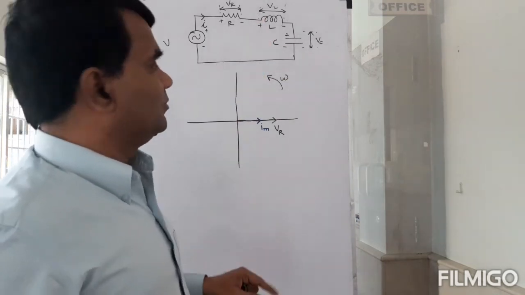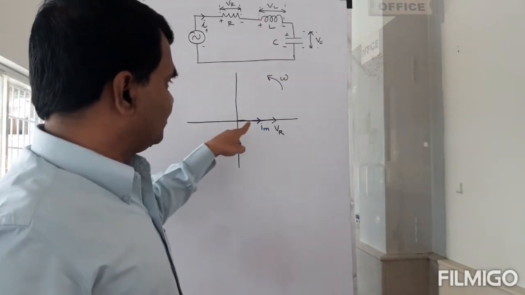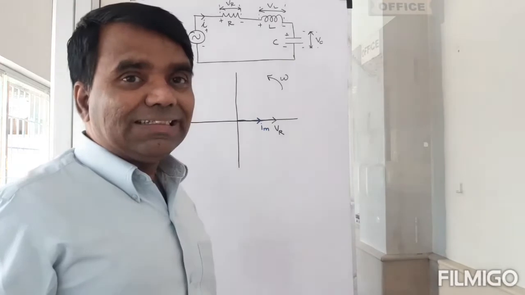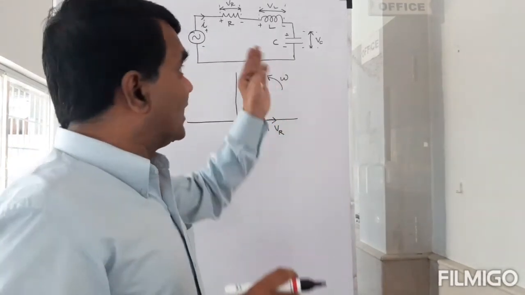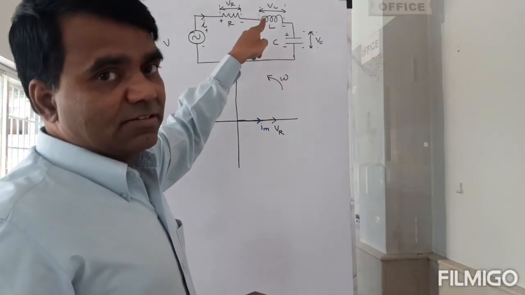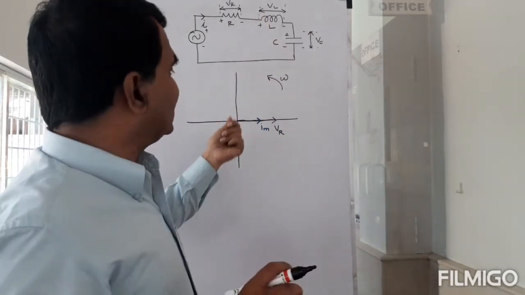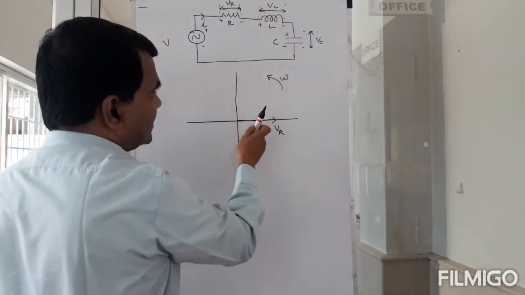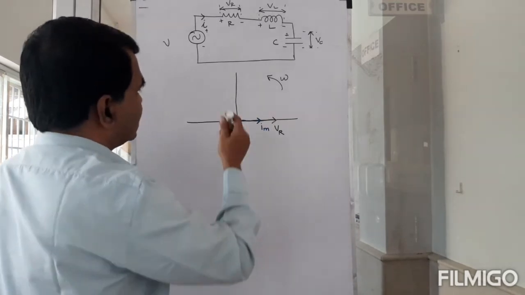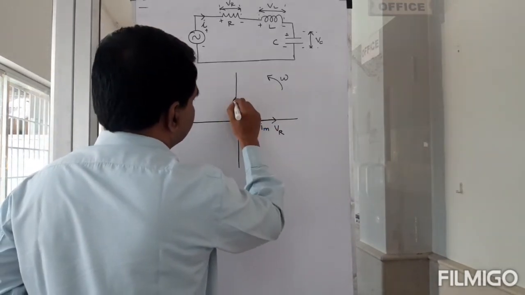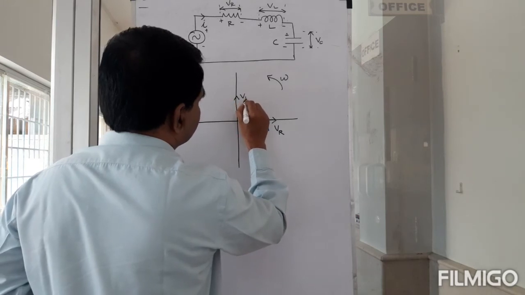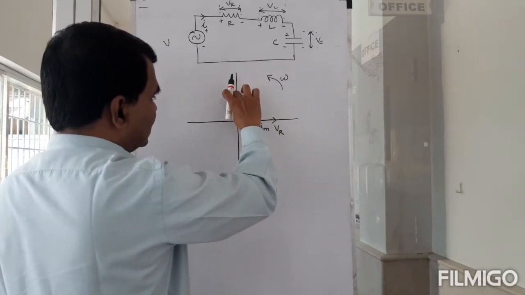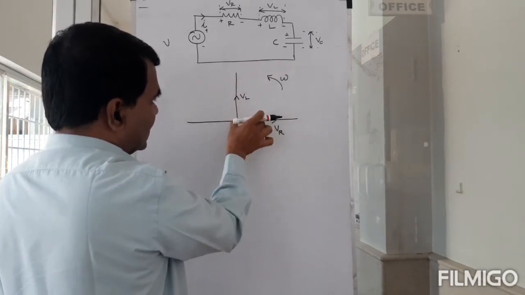But what about VL? Current is like this, and for the inductor, VL must lead the current. Why? Because the current lags the voltage in an inductor. So the voltage must lead the current. If the current is like this, then VL must be 90 degrees from the current. So VL must be here. At that time I'm seeing VL is here, so the current must lag this by 90 degrees, so the current is here. It makes sense.